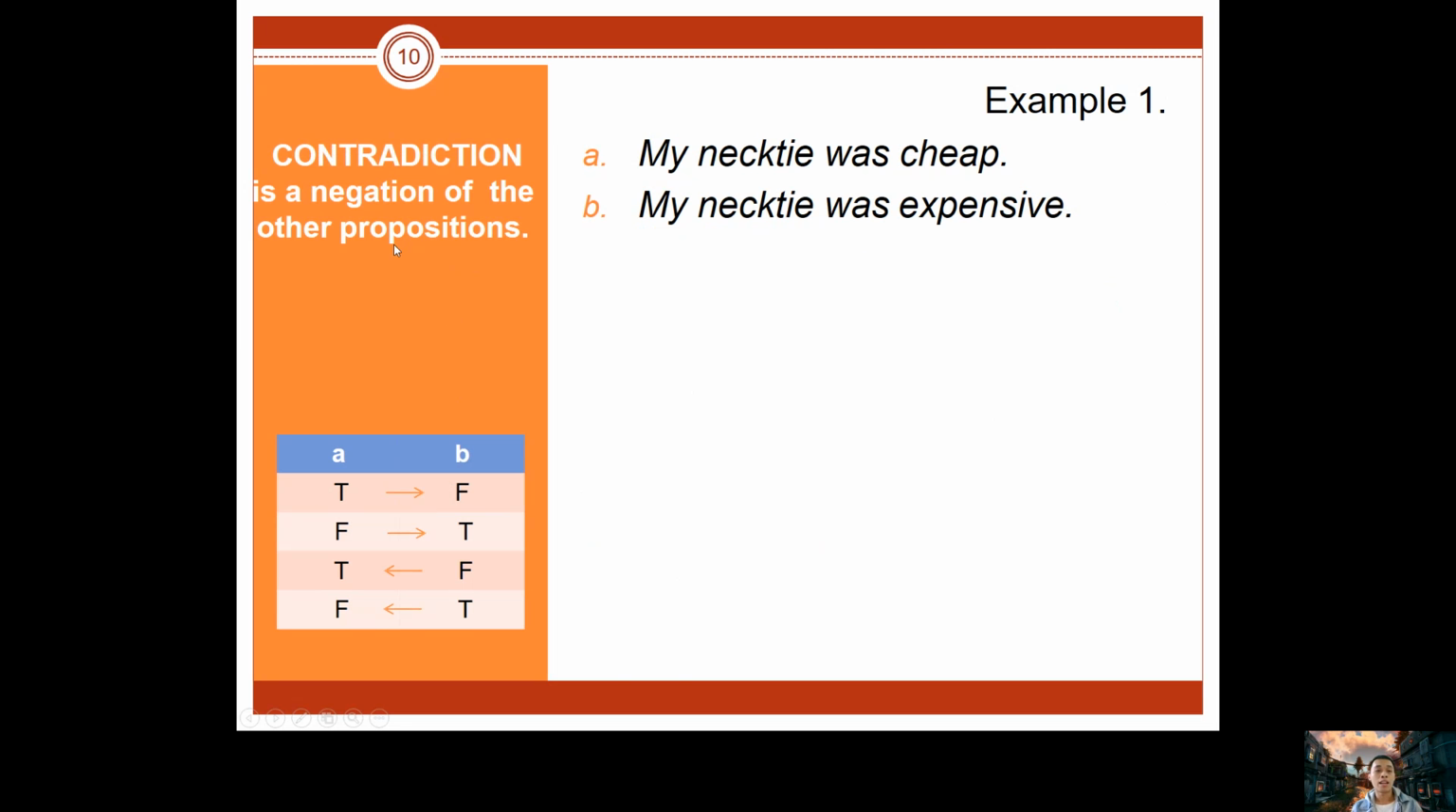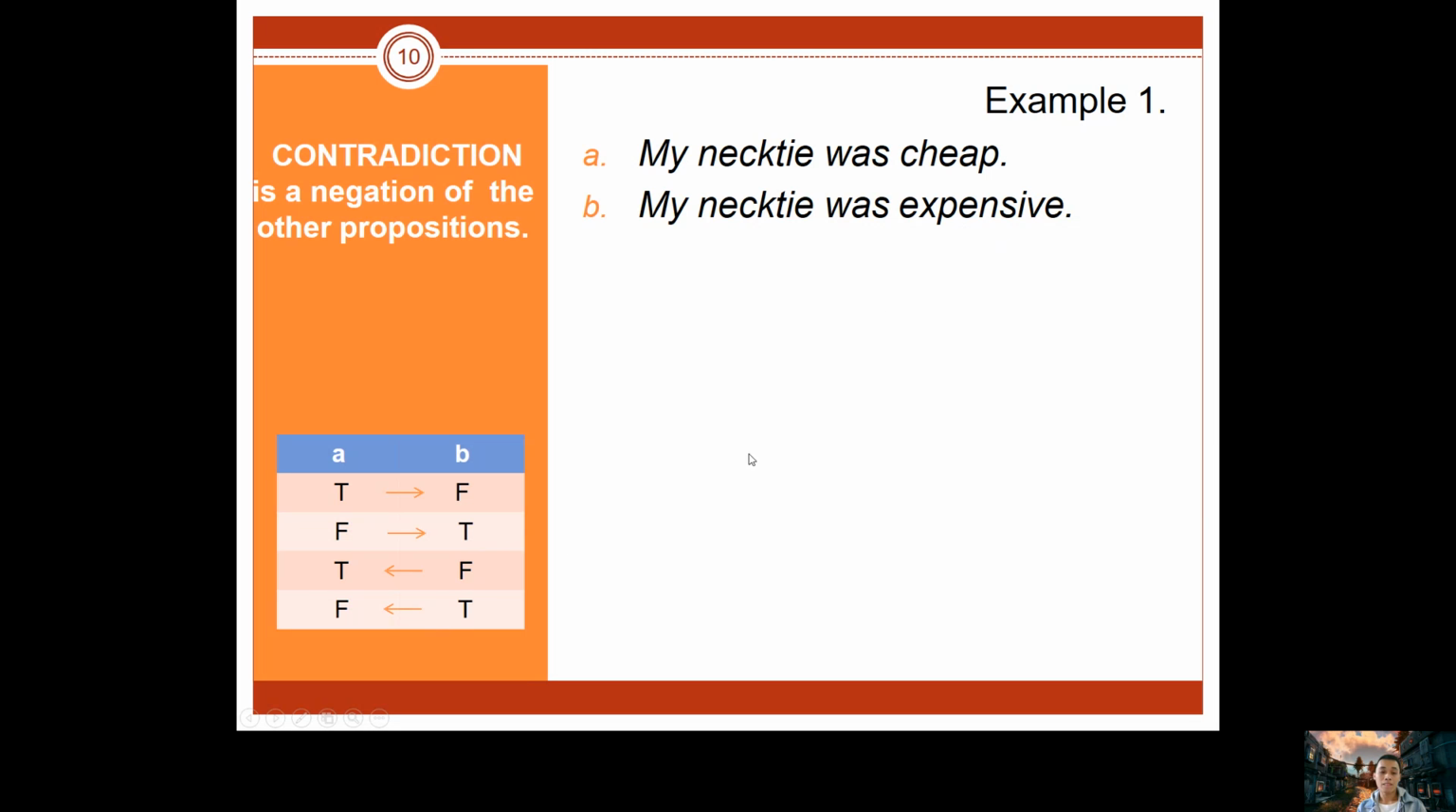Right? Okay, let's move to contradiction, which is the negation of the other proposition. This is the truth table, you can see. Okay, this is the example. My necktie was cheap, and the second sentence is that my necktie was expensive. So the first premise is cheap and the second premise is expensive.